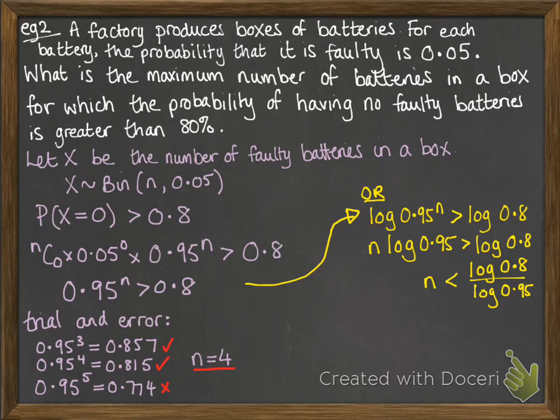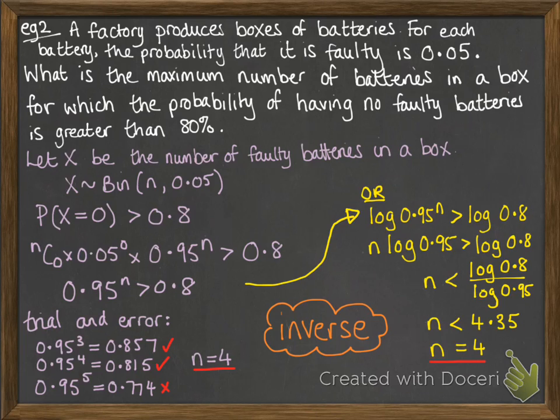Now notice the inequality has changed directions. That's because log 0.95 is a negative number, and if you're dividing through by a negative number on the inequality, it changes direction, so you have to be very careful here. Just type log 0.95 into your calculator to check whether you're dividing by a negative or not. Okay, so moving on, we then get n has to be less than 4.35, so n equals 4.